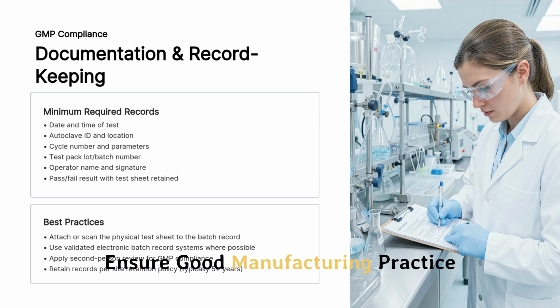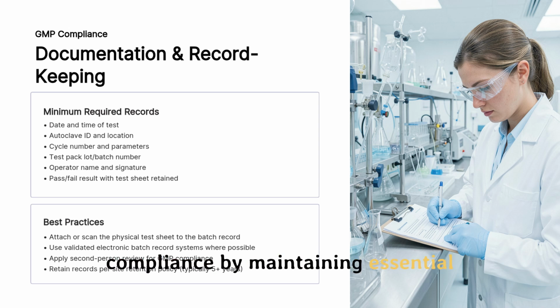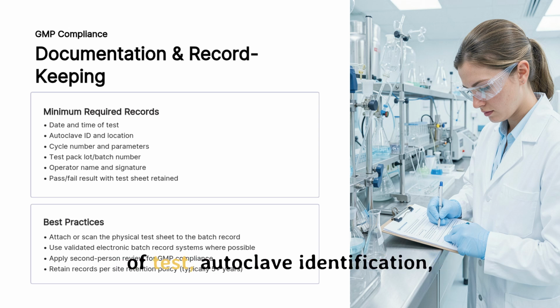Ensure good manufacturing practice compliance by maintaining essential records: date and time of test, autoclave identification, cycle parameters, test pack lot number, operator details, and pass-fail results. Attach test sheets to batch records, use validated electronic systems, and apply second-person review. Retain records according to site policy, typically for over 5 years.